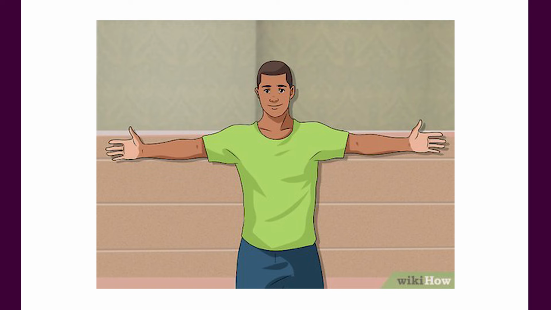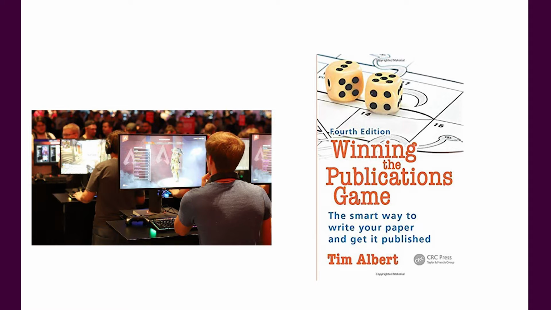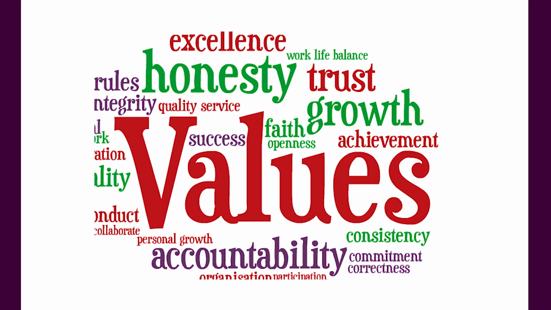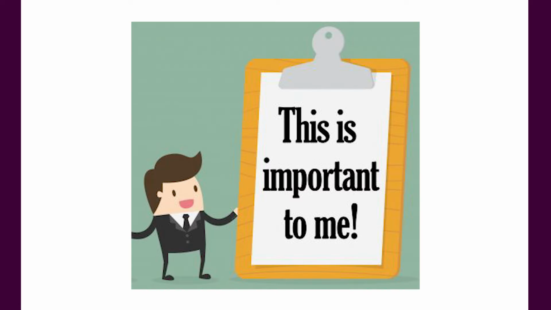But what about values more broadly? How do they interface with development or publication, for example? We'll look at this using the GameSpace model, which has 5 discrete stages that cover the whole game lifecycle, from concept all the way through to afterplay. First, we have to figure out what values are, though. This is kind of tricky considering they're inherently linked to what people find important.